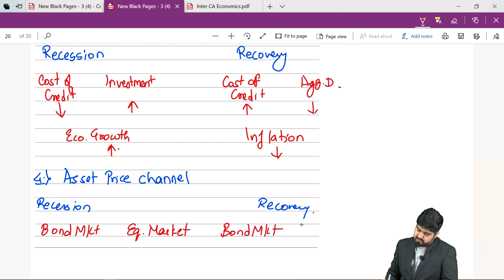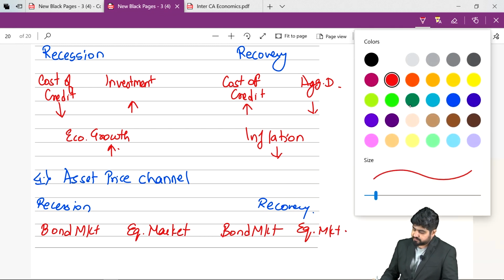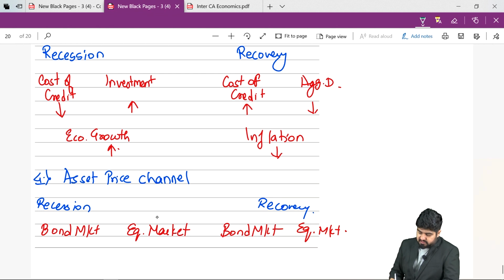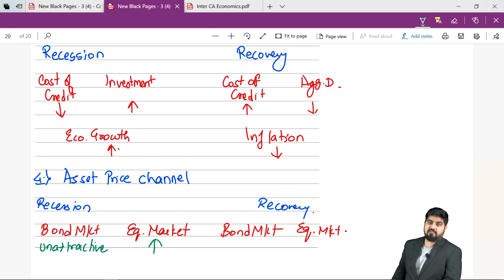Bond market, equity market. See, at the time of recession, equity market will be struggling, yes or no? So we need to uplift the equity market. So in order to uplift the equity market, we will have to make bond market unattractive. Unattractive means reduce the level of interest rates which are offered by bond market, so that people can divert their funds from fixed securities or interest bearing financial assets to risk taking assets, that is shares.